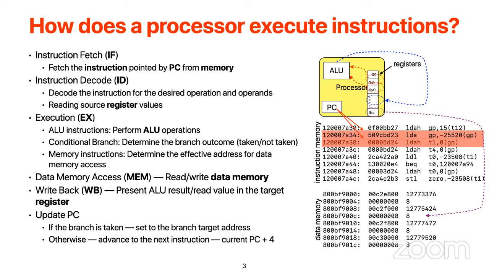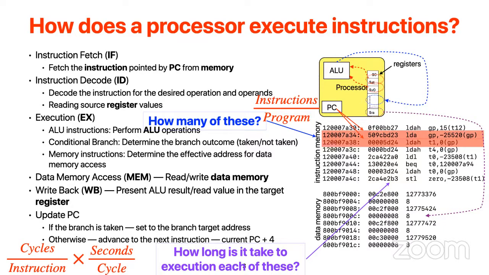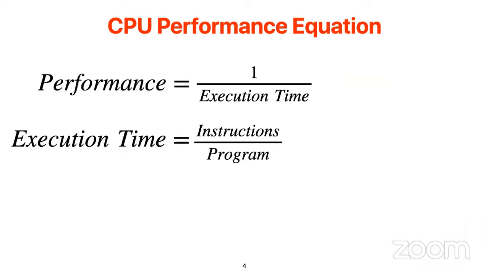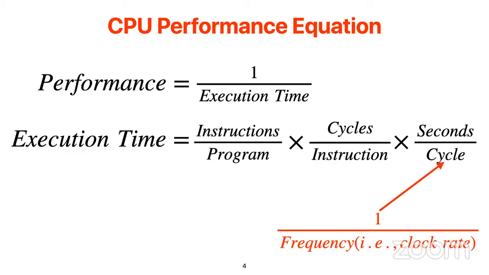Because your processor executes a program like this, depending on how many instructions you need and how long it takes to execute each instruction, your performance equation will be a combination of instructions per program, cycles per instruction, and the cycle time. Our definition of performance is always the reverse of execution time. It means that the longer the execution time, the worse the performance. And regarding the execution time equation, the cycle time is always the reverse of your frequency, and we usually use the frequency to represent the capability of processors in executing instructions.